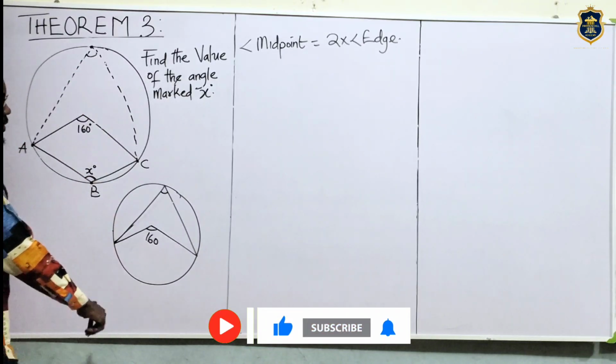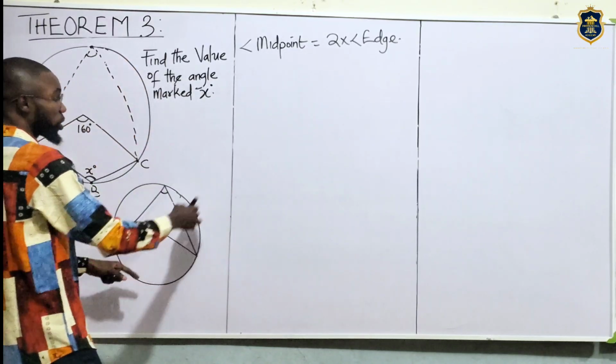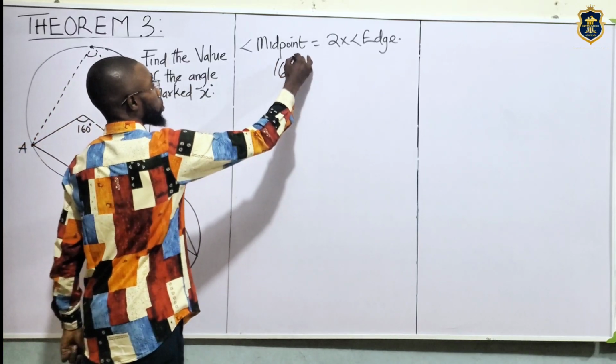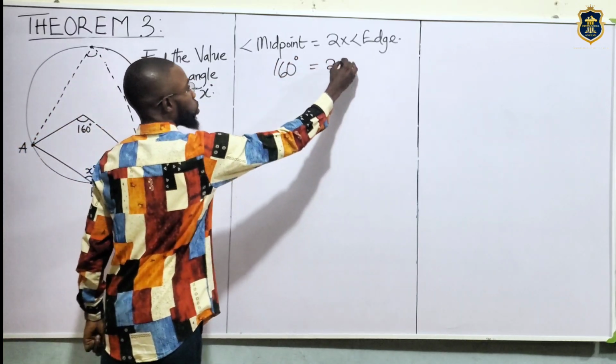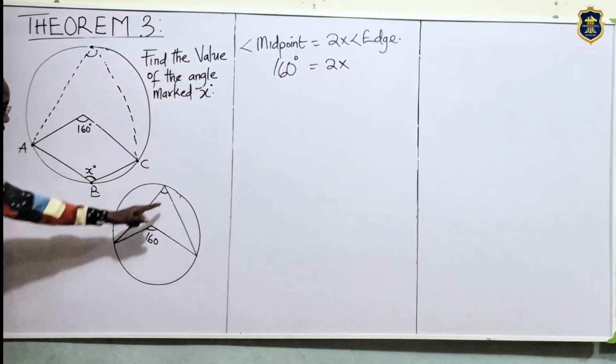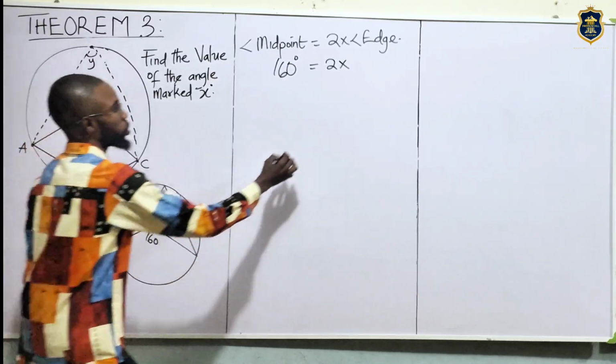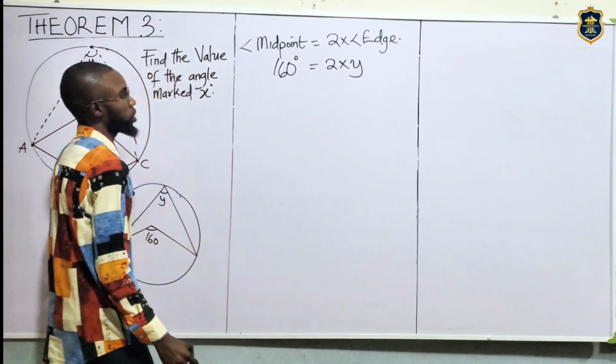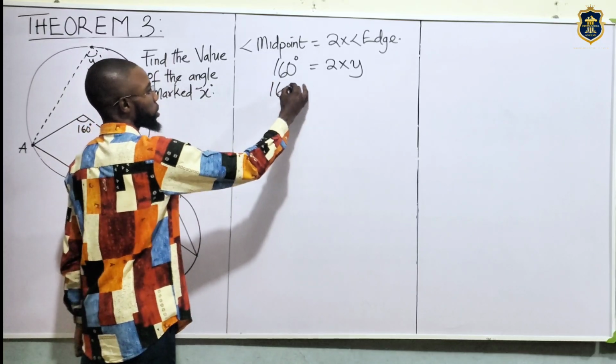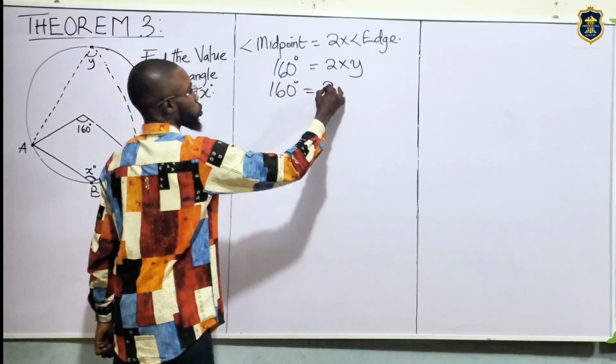So this is 160. The angle at the midpoint now is 160 degrees. 160 degrees is equal to 2 times the angle at the edge. What's the angle at the edge? Let's just call it y, right? That will be 2 times y. So from there we have 160 degrees is equal to 2y.